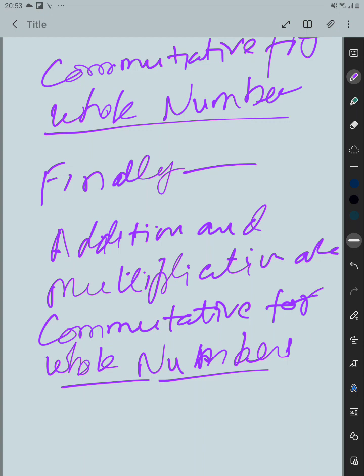In the next video we'll explain associativity of whole numbers. What is associativity? Associativity means if there are three numbers and we put them into some operation, and we take two of those numbers together and solve it, and later on change the grouping, what will the answer be? We'll explain it in the next video, so just look at the next video and you will get the complete idea about it.